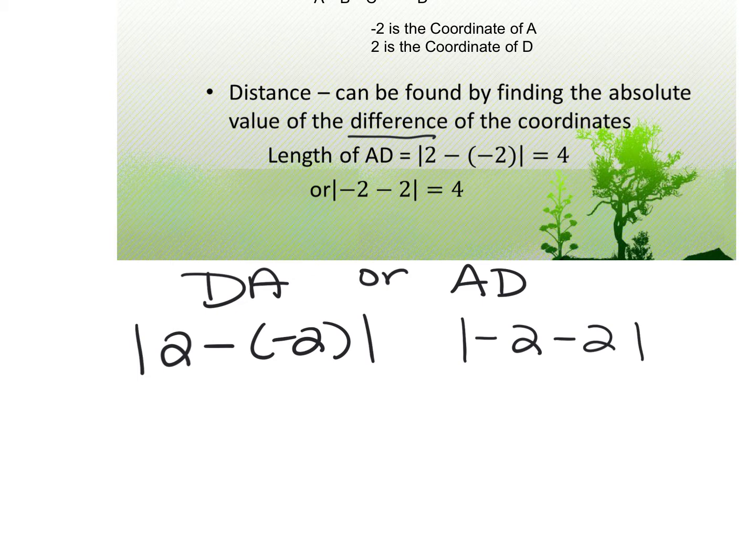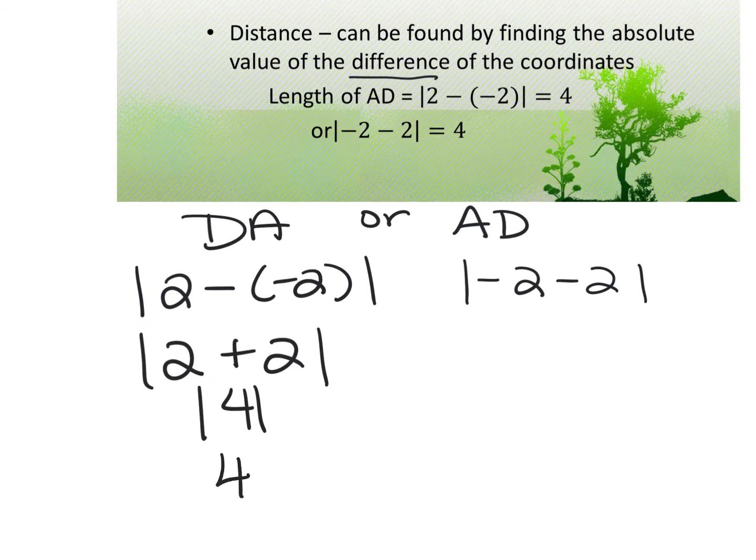Your middle school teacher in your pre-algebra course should have taught you how to add and subtract integers. They might have taught you keep, change, flip, stay, change, whatever way that you know to subtract integers, that's what you're going to use. So I like to do keep, change, flip: keep it, change it to addition, flip it to the opposite sign. 2 plus 2 is 4. The absolute value of 4 is 4.